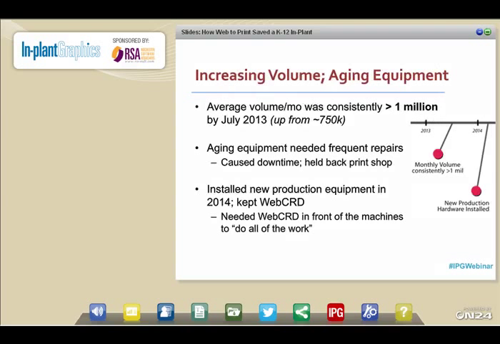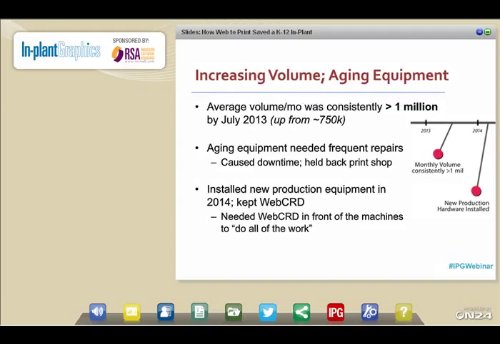Our volume was increasing, but our equipment was aging. We knew we needed reliable new hardware, but more important, it needed to be compatible with our new system. It was becoming ever more apparent that it was all about the system now. We needed this system out in front of these machines to do the vast majority of the work, and it really wasn't about the hardware anymore. WebCRD was our hub, and it became apparent that without it, even the best hardware out there wouldn't be enough.